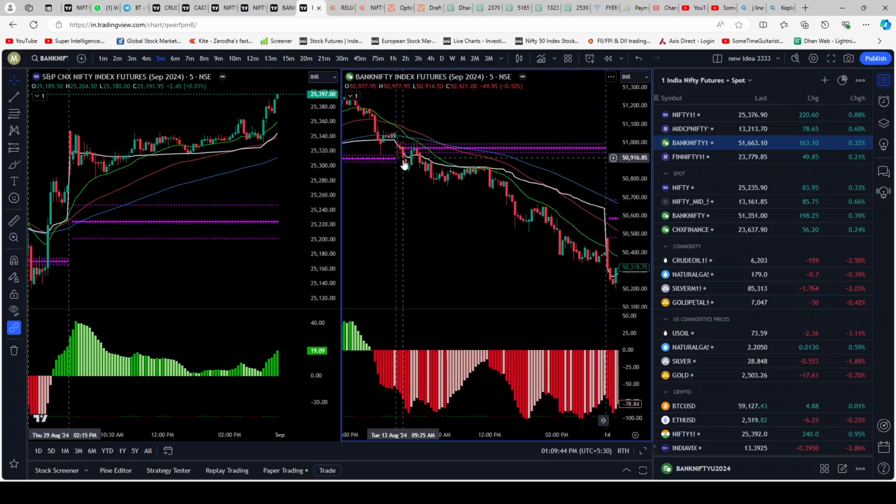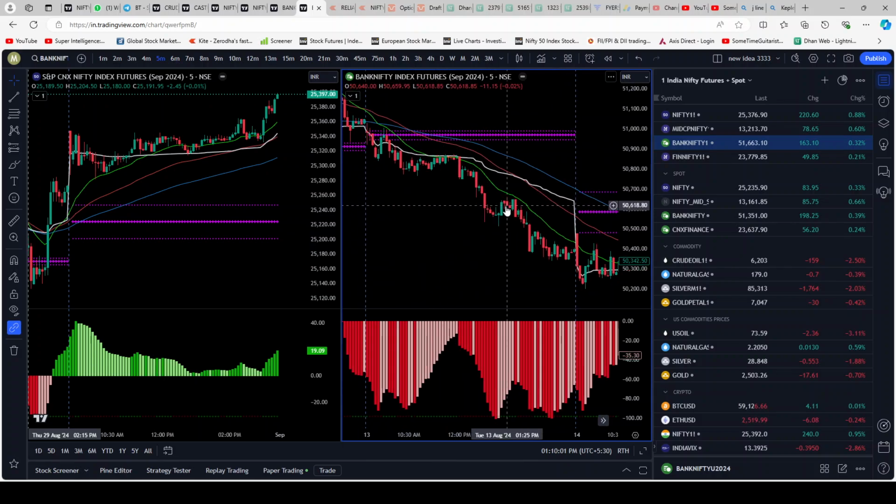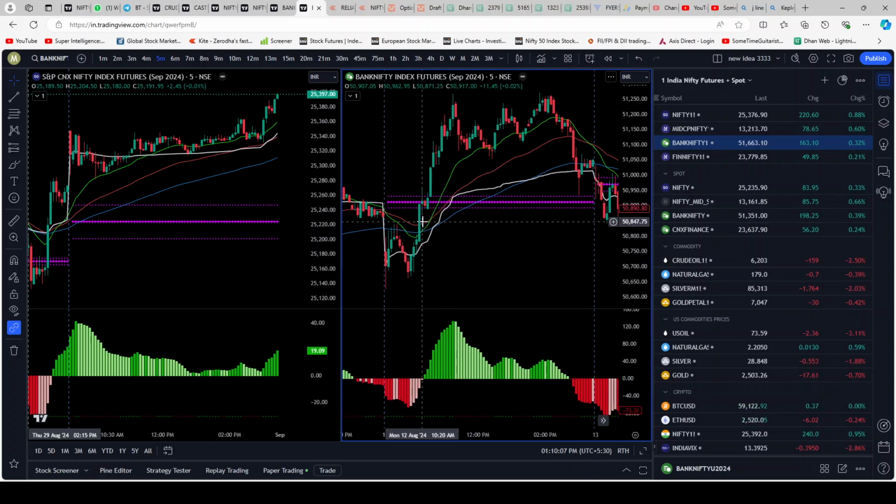Look at this day. Everything is below CPR and it keeps falling. Below CPR, below 100, 50, 20 and below VWAP also. So it just keeps falling for the rest of the day. This will only turn bullish if all things go above the 3 moving averages over here.